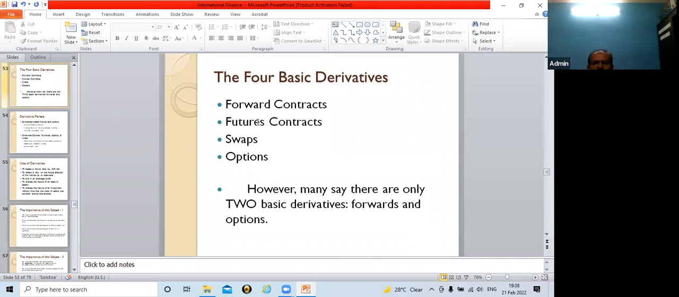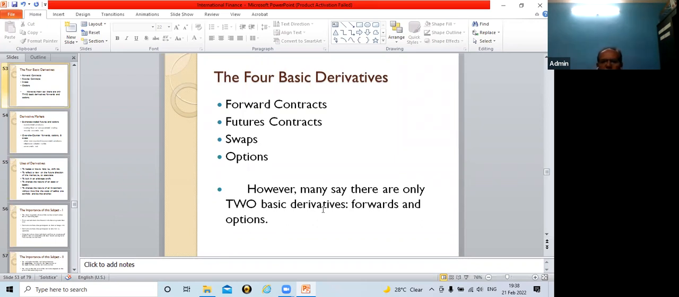Now let us talk about the 4 basic derivatives: forward contract, future contract, swap, and option. Just now we have seen what is forward and what is future, and derivatives also we have discussed. However, many say there are only 2 basic derivatives. In some books you will find there are only 2 derivatives, forward and option, but actually there are 4 derivatives.